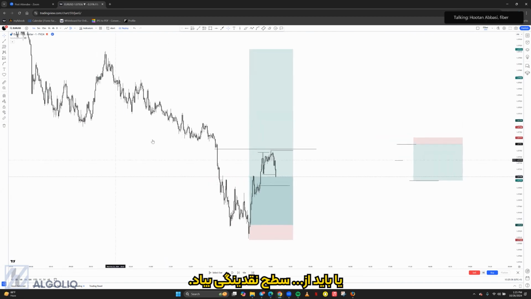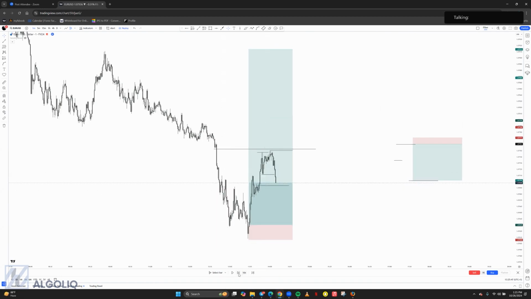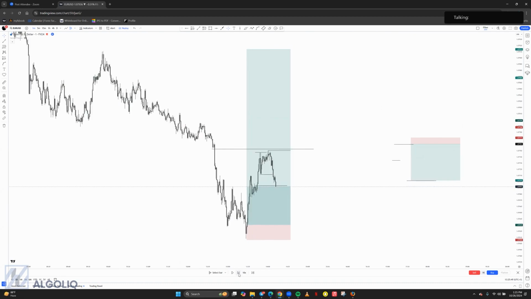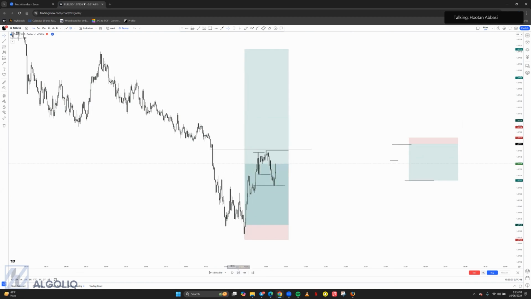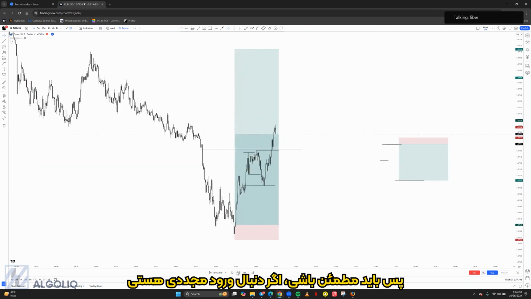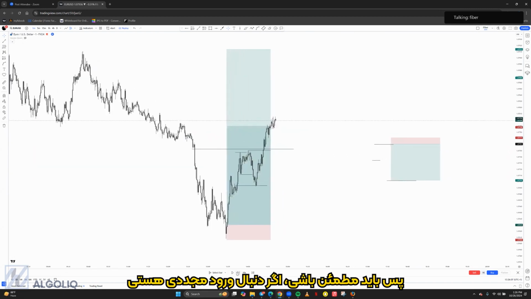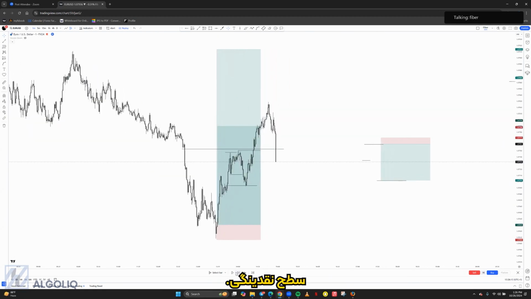It shouldn't come from a liquidity level or a mitigation. So this level was a liquidity, but price didn't take it. It's not a liquidity. So you need to make sure if you're looking for the entry, it must be an MSU and not coming from a liquidity level.